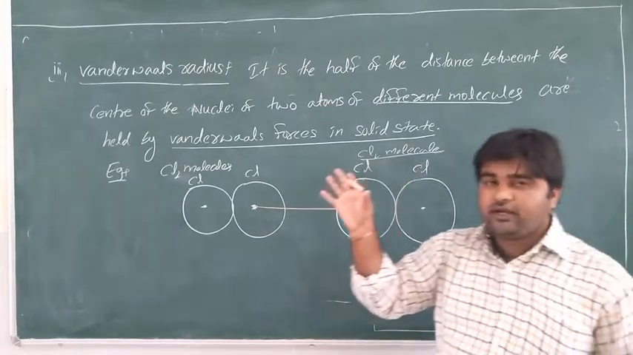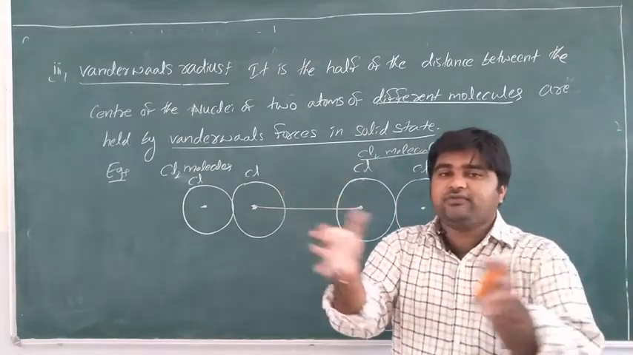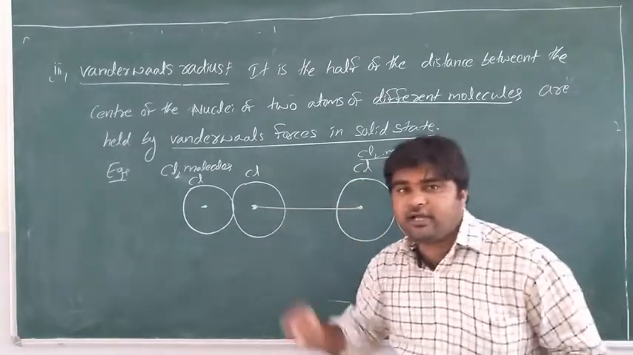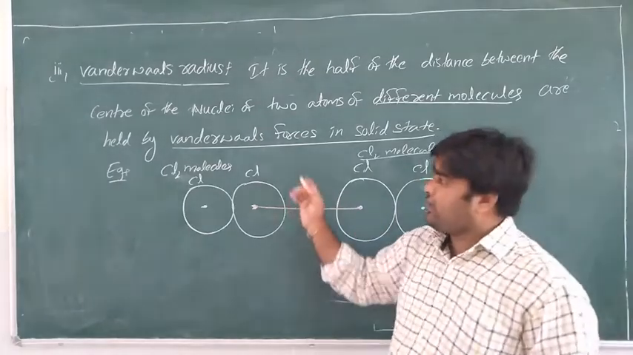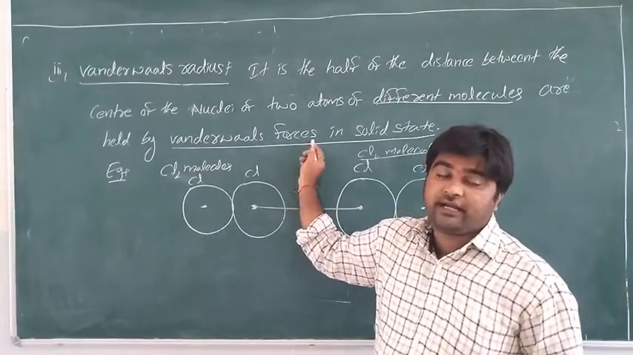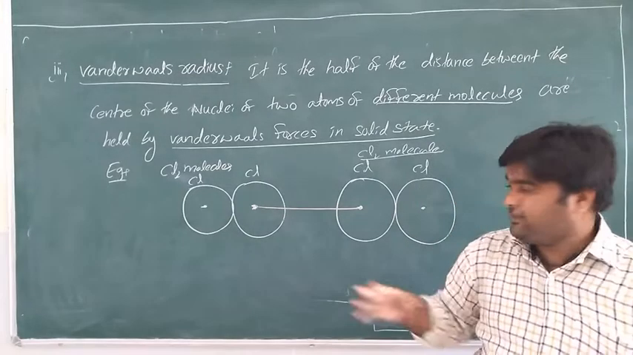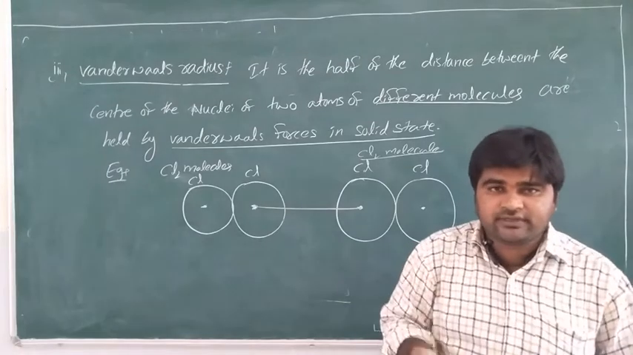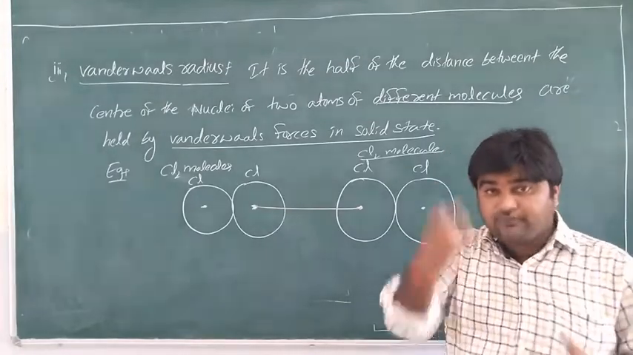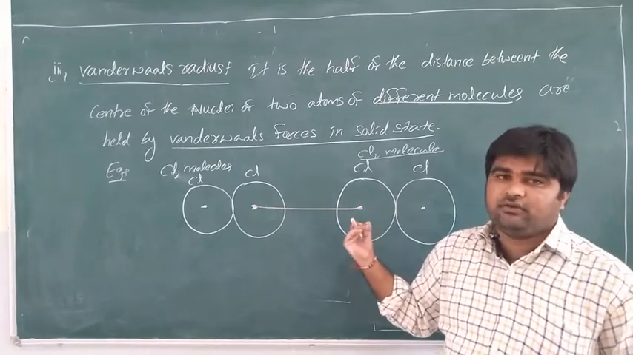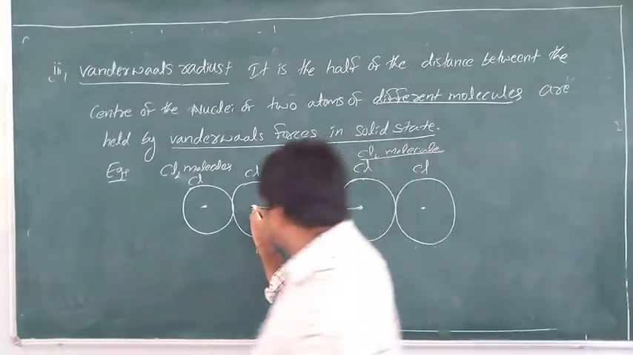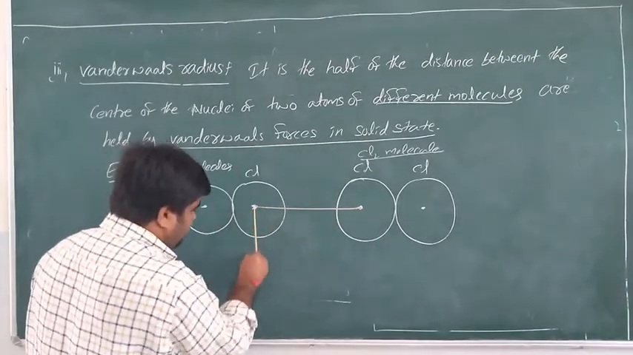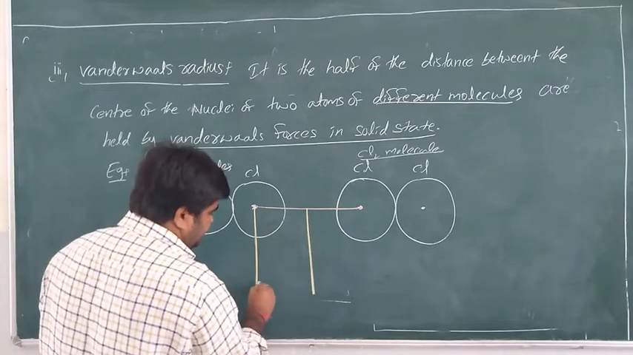So whenever there are two different molecules, or the same molecules, attractive forces are there. Which type of attractive forces? Van der Waals forces are present. So the molecules are held by van der Waals forces. Between the molecules, some forces are there. Van der Waals forces, London dispersion forces, so many forces are there, and we will discuss those also. So that is the half of the distance. Is it clear?